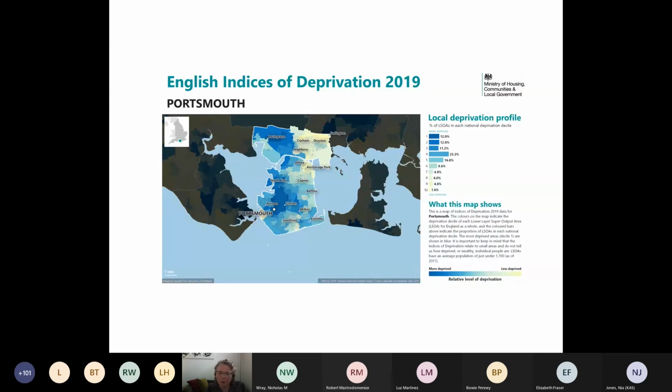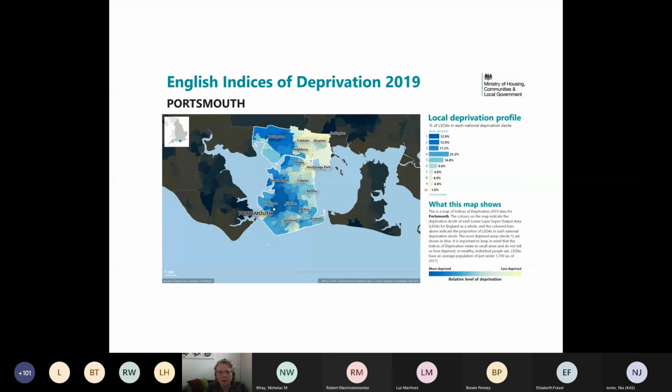At the top, alongside this, at the right-hand side, there's a little graph that shows the distribution of the ranks of the 125 LSOAs or neighbourhoods within Portsmouth. It's basically saying that 12%, that's 15 of the LSOAs, are in the most deprived areas nationally. These are deciles, so that's in the 10% most deprived areas within England.